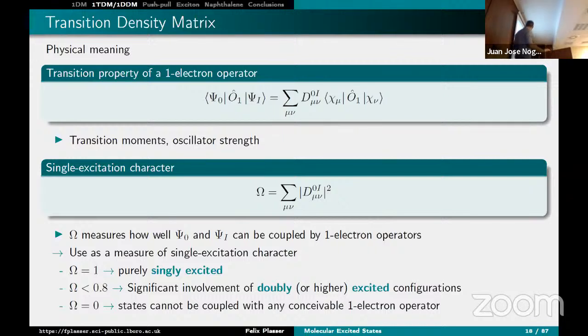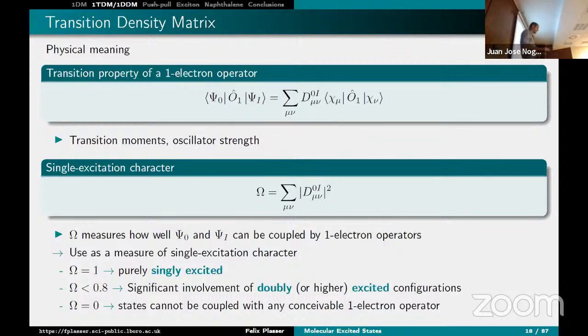And that's why, when we talk about singly or doubly excited states, this is one way we can define them. If omega is 1, then you have lots of possibilities to couple those states with one electron operators. That's what we call a purely singly excited state. If omega is below 0.8, then we'd say we have significant involvement of higher excited states. And if omega is 0, then the two states cannot be coupled with any conceivable one electron operator.